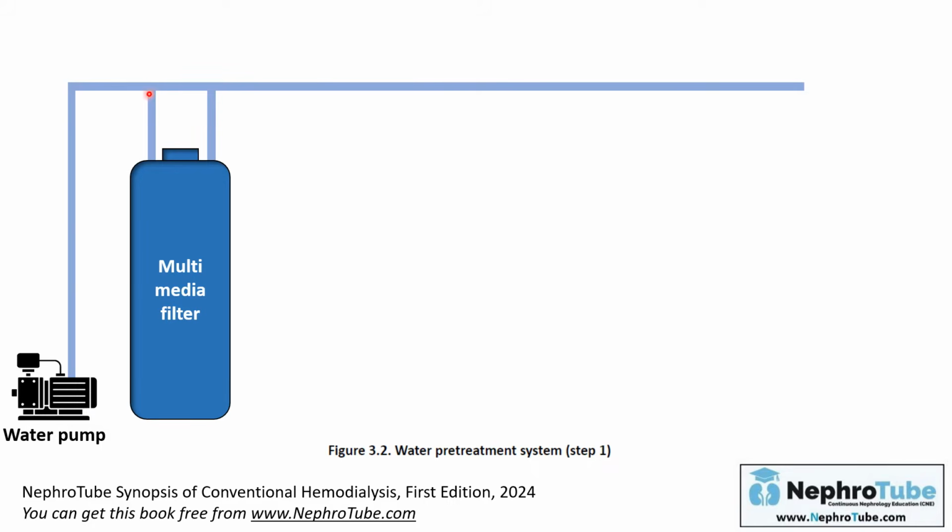The city tap water at first passes through what is called the multimedia filter, or it can also be called a depth filter or sediment filter. This filter eliminates large particles and sediments ranging from 5 to 500 micron from the water, such as sand, clay, rust, plant debris, and so on.